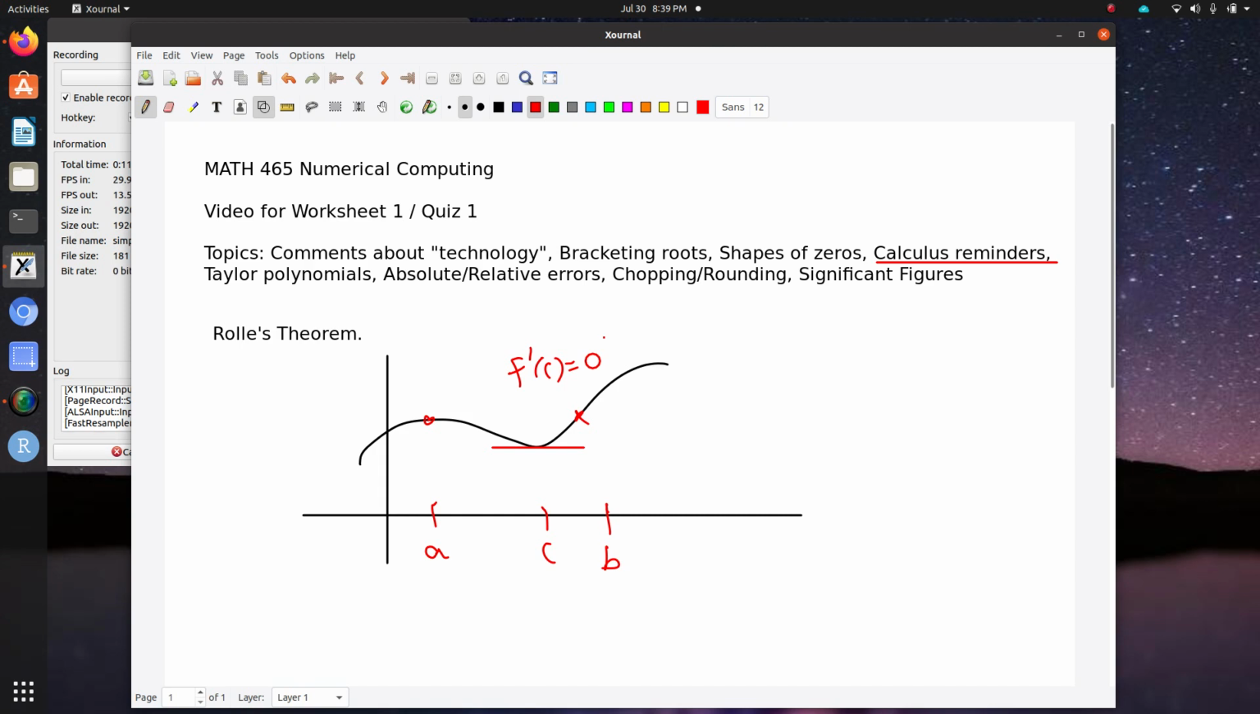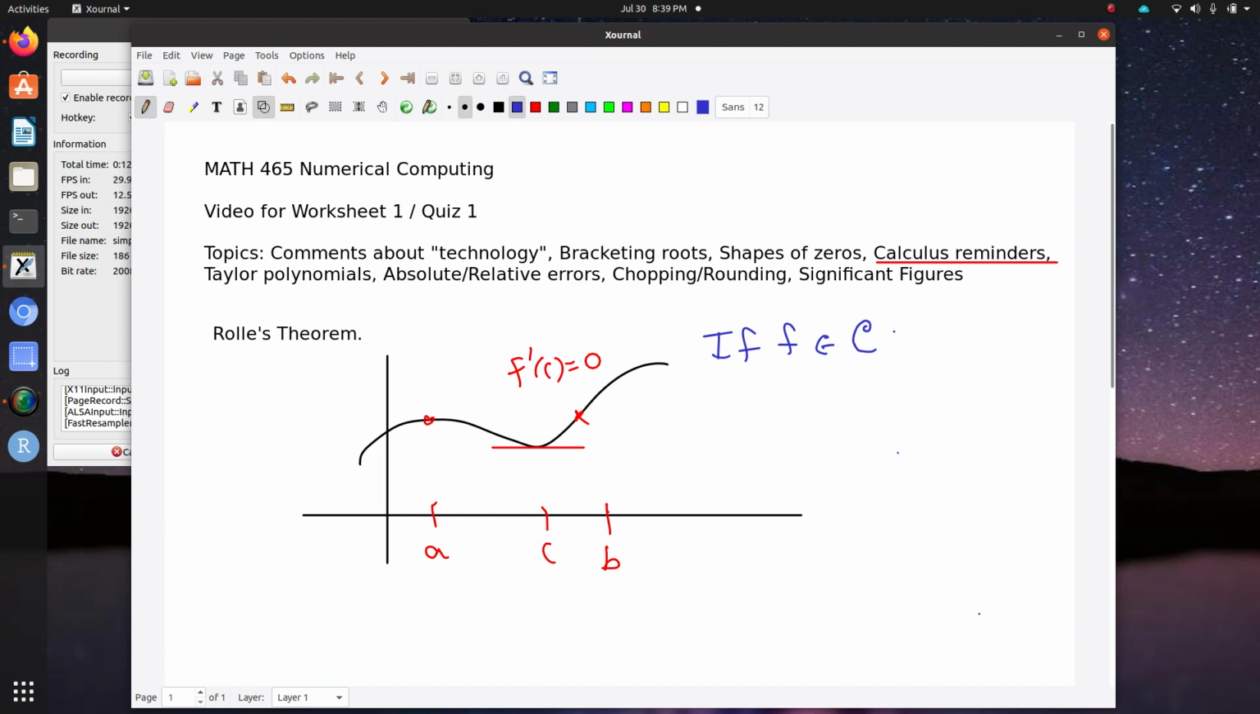But if it's going up and down, like if it goes down, it must go up again. If it goes up, it must go down again. So that should make intuitive sense, and I'm just going to write this theorem down to make sure you know it. If f is an element of C[a,b], let me remind you what this means.